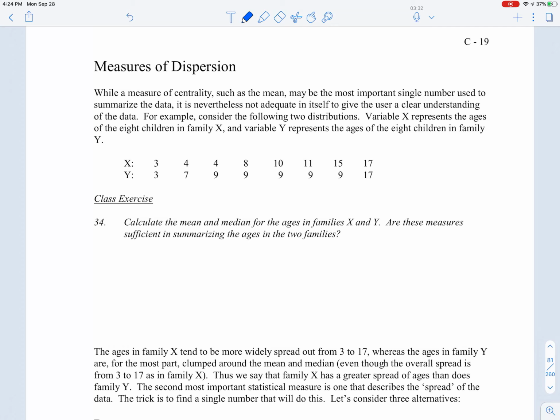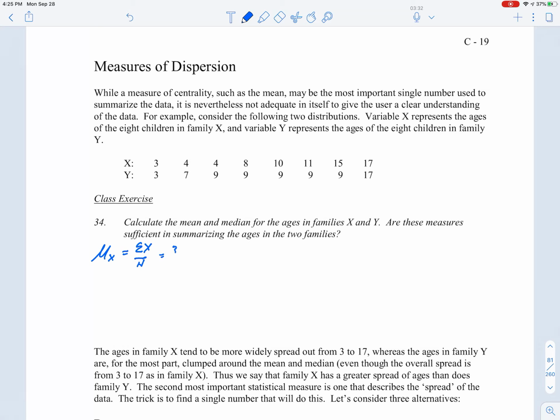So family X has a 3-year-old, a pair of twins, and an 8, 10, 11, 15, 17, and so on like that. So let's calculate the mean and the median for the ages of families X and Y. And so this is number 34 here. Let's take a look then at the mean. And I'll just put a little subscript here saying that this is the mean of the X's. So this will be the sum of the X's divided by n.